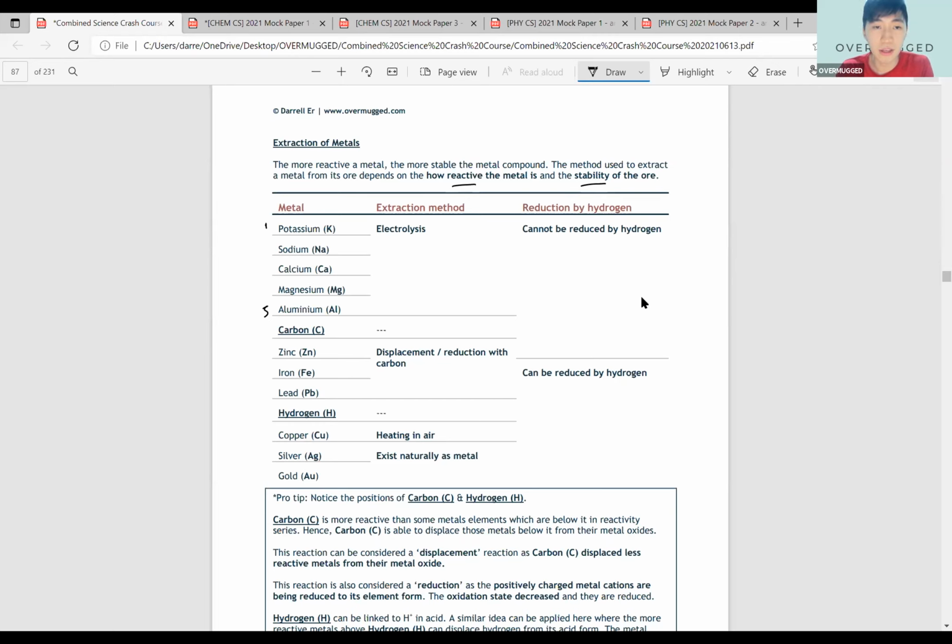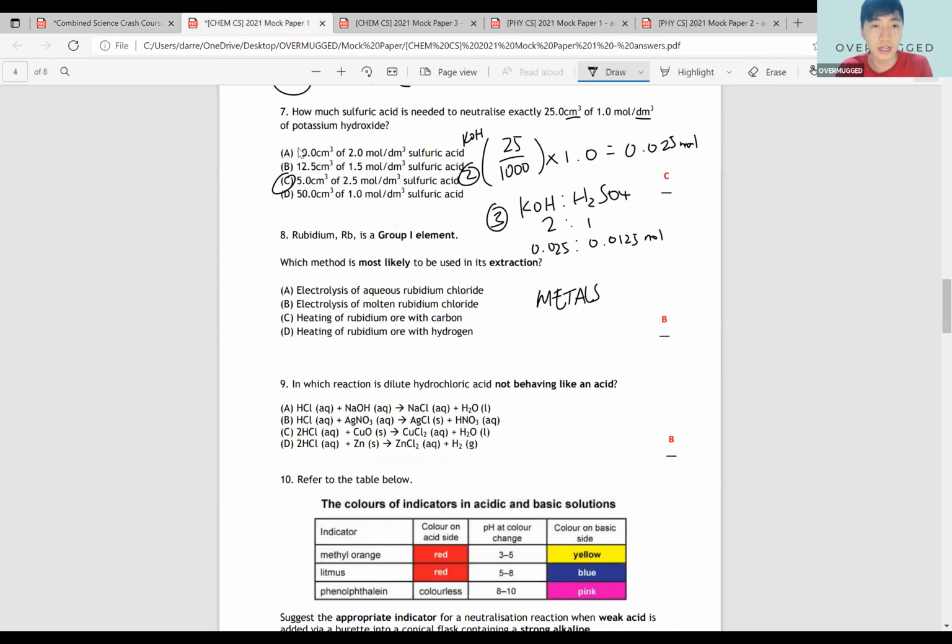So for example, if my ore is K2O, how do I separate the K and the O? I need to use electrolysis to break it up into the metal itself, and separately the oxygen. So after the first 5 by electrolysis, your transition metals, zinc, iron, and lead can be broken up or displaced by carbon. So if you go back to the question here, rubidium is in group 1, so we'll expect its reactivity to be high. So which method is most likely? We probably cannot just heat it with carbon or hydrogen. It has to be electrolysis.